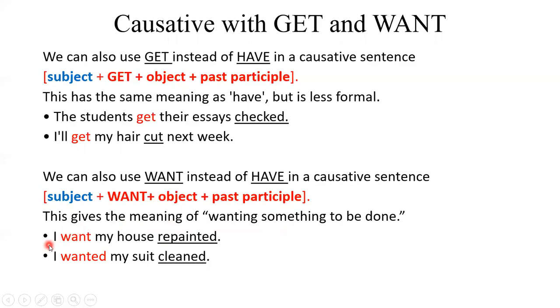So here the sentence is, I want my house repainted. What does that mean? It means that I want my house to be repainted. I want that, but I didn't ask for it yet. When I ask for it and it happens, I can say, I had my house repainted. Notice the second sentence. I wanted my suit cleaned. That is, I wished for it to be cleaned, but I didn't ask, but that's what I wanted.